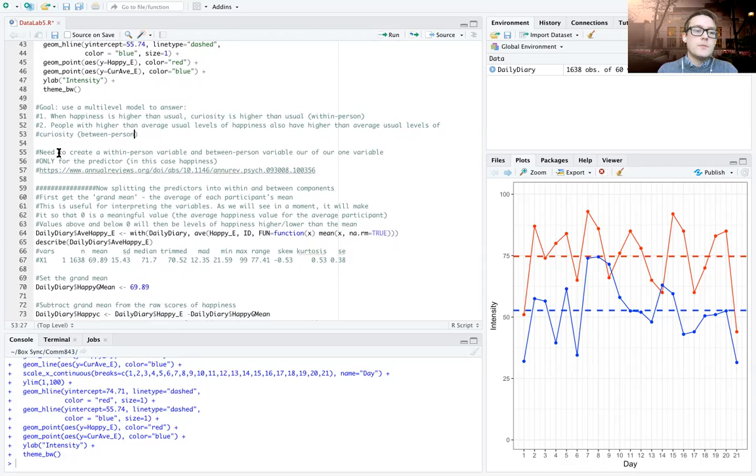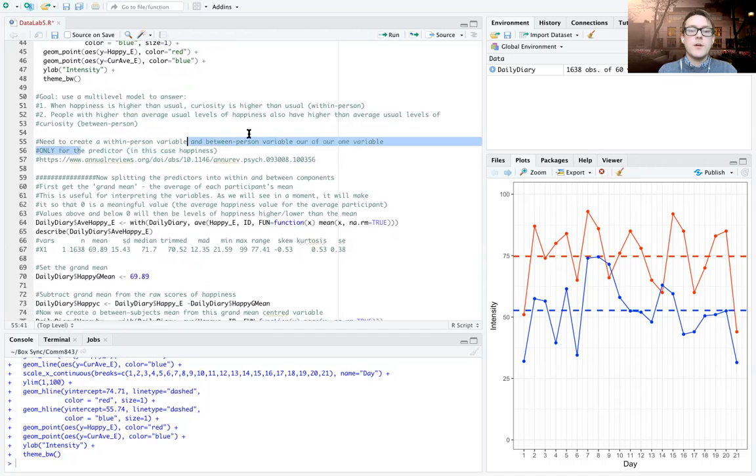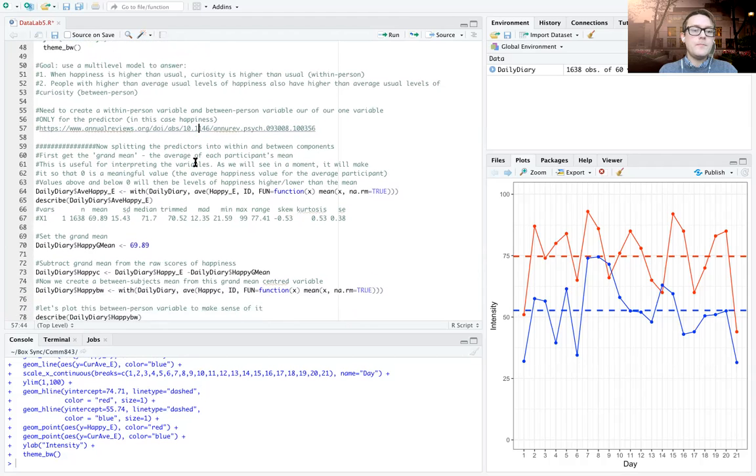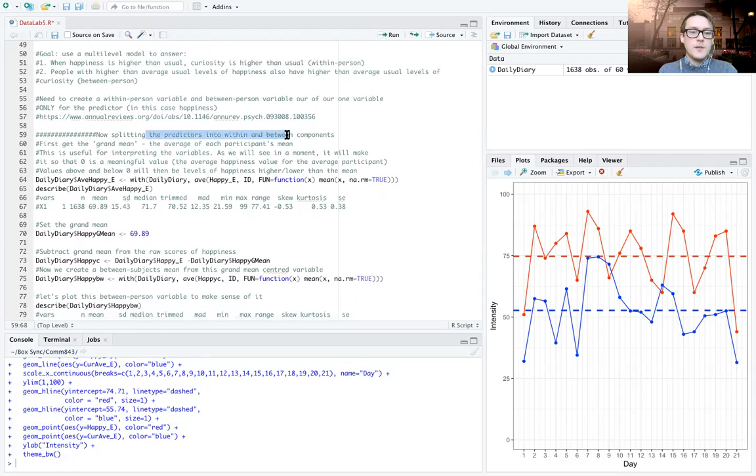To distinguish between these two things, we need to create a within-person variable and a between-person variable for the predictor. You can read more about the need to disentangle within-person and between-person components in this really nice paper here. Okay, so let's do this.